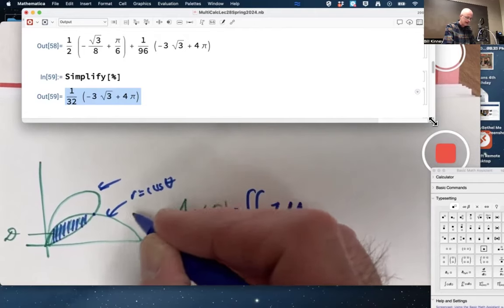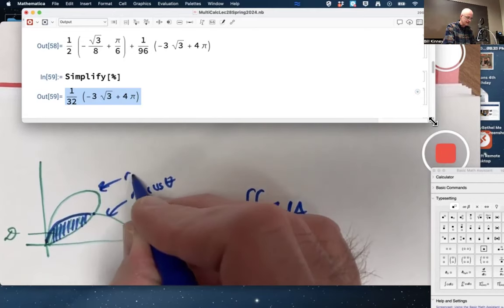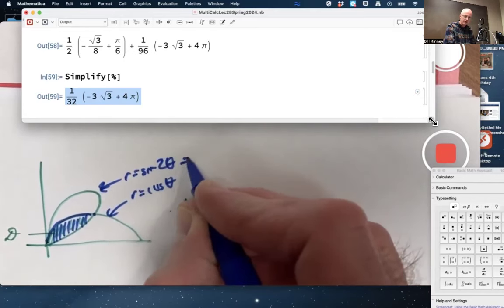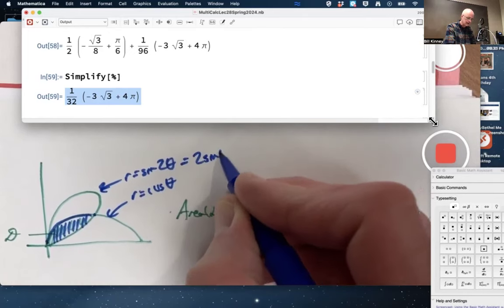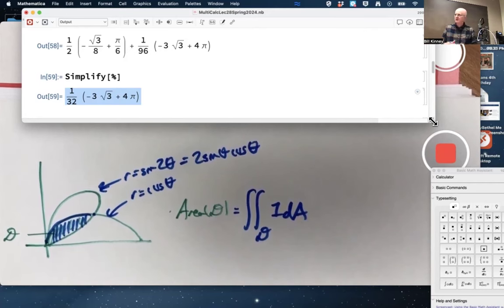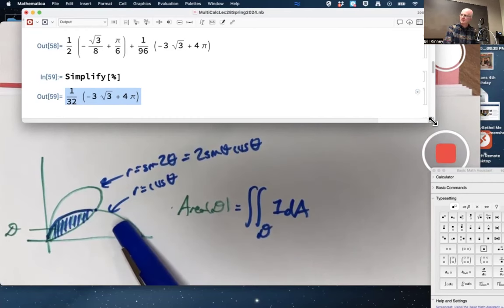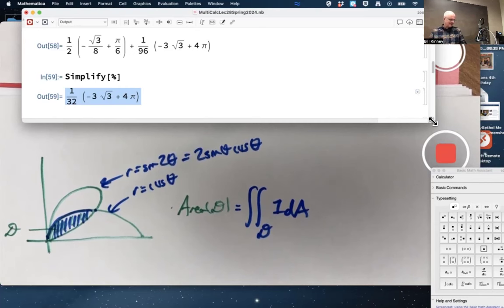That curve's r equals cosine theta. In here, that's actually the upper curve. This curve again was r equals sine 2 theta, which by the double angle formula is 2 sine theta cosine theta. If you were going to figure out the limits of integration for the inner integral, we'd have to write these equations in rectangular form. Find rectangular representations of these polar equations. Is that possible? I think so, but it's probably difficult.